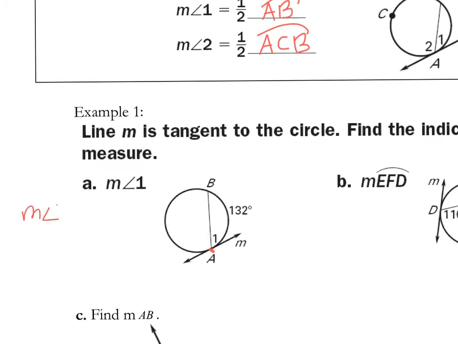So your angle, you always start with your angle. So the measure of angle 1 equals 1/2, and then the arc. So it always has to match up. So your arc has to match up with that angle, which it does, so then it's 132. So the measure of angle 1 is 66.